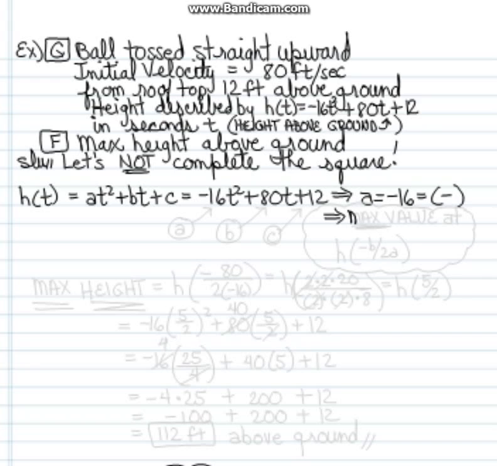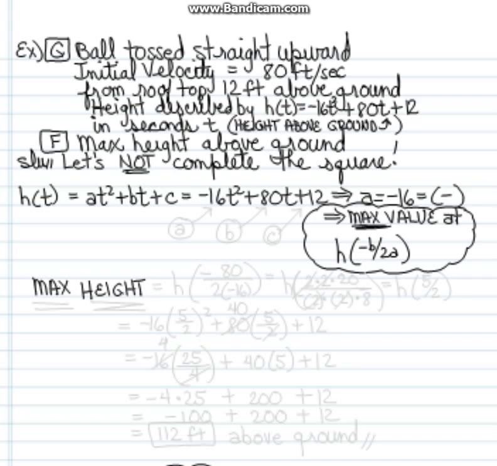And that means that the a value is a negative number, so we have a sad face parabola, upside down, and our vertex is going to be a maximum point. That's what I'm trying to say, a maximum point. And it's h, the function evaluated at negative b over 2a. Let's figure out what it is.